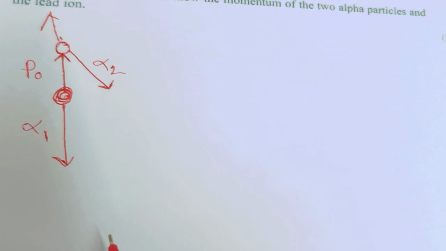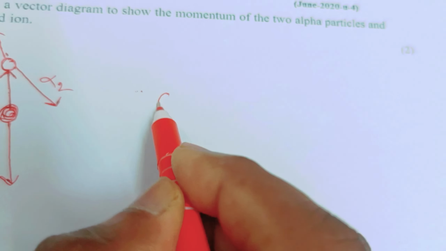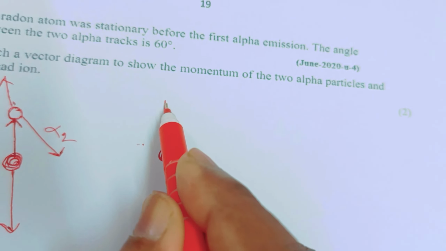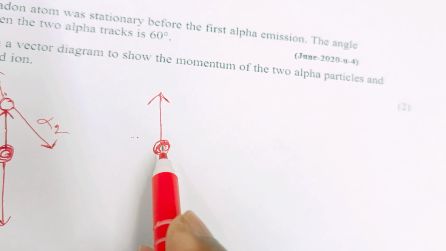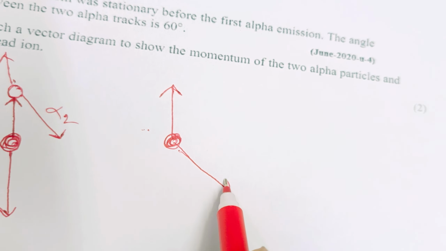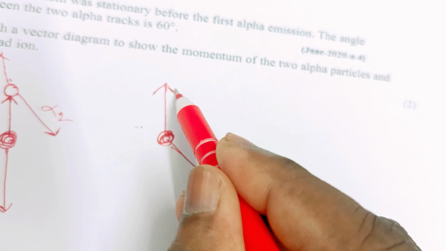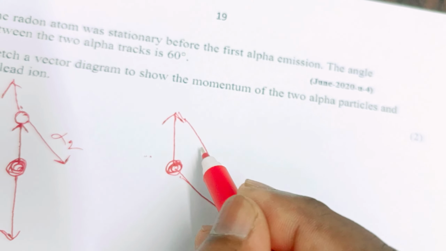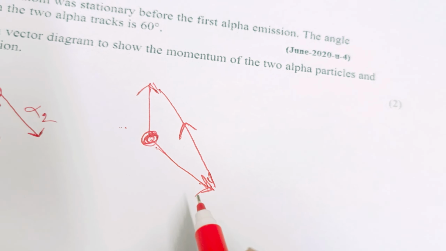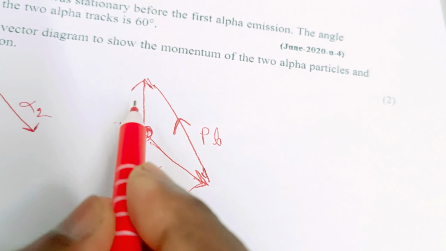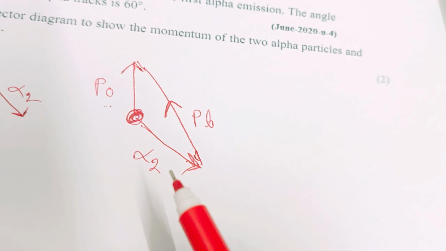but I just have to draw this one separately. This is polonium now, and this polonium is moving in this direction. From the polonium, alpha 2 is emitted in this direction. So ultimately the lead would move in this direction, because the resultant of the alpha 2 and the lead would be equal to the resultant of polonium.